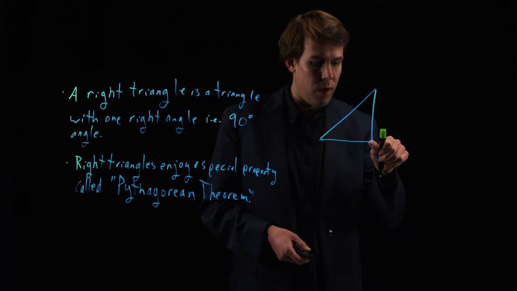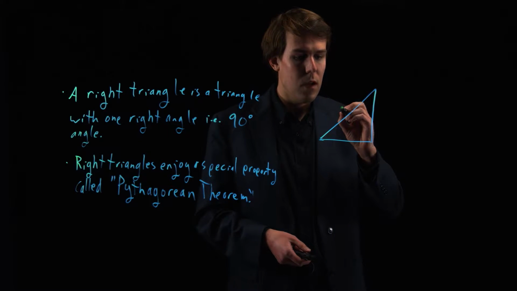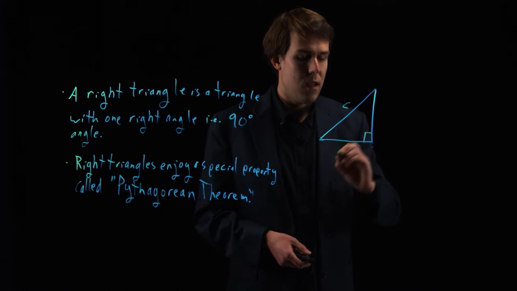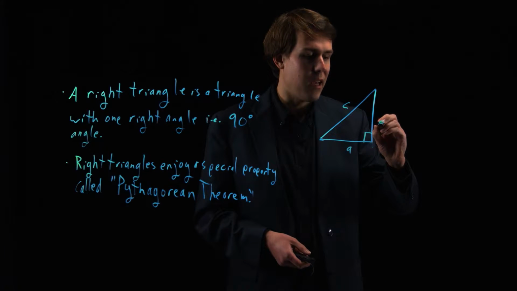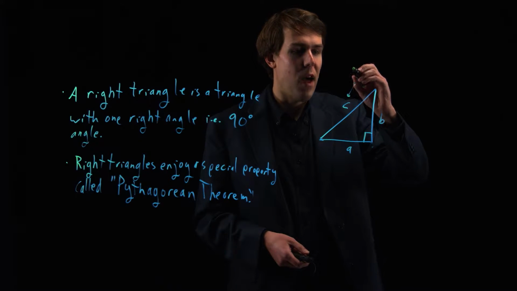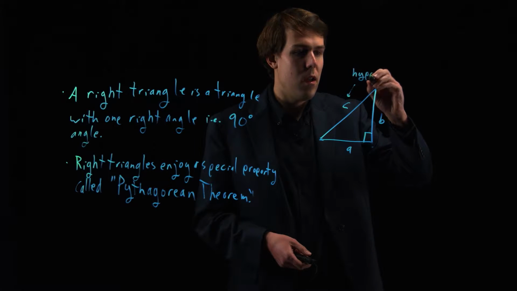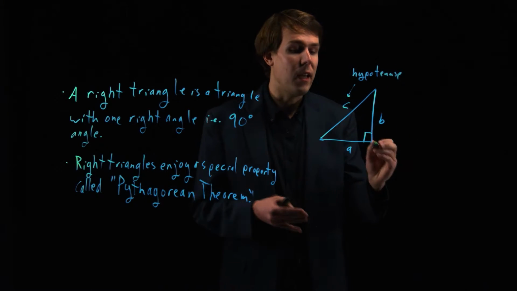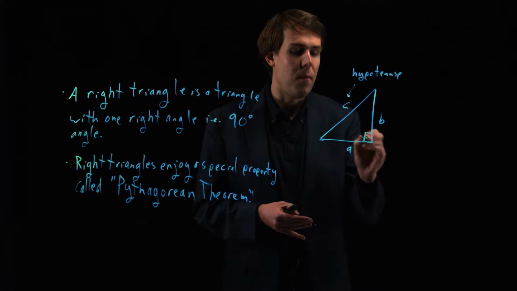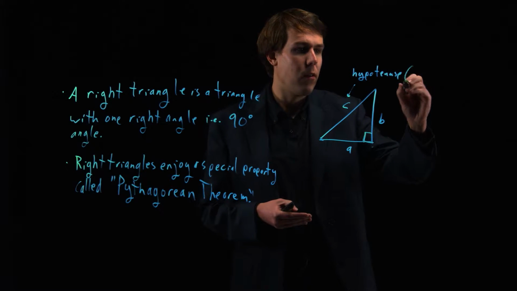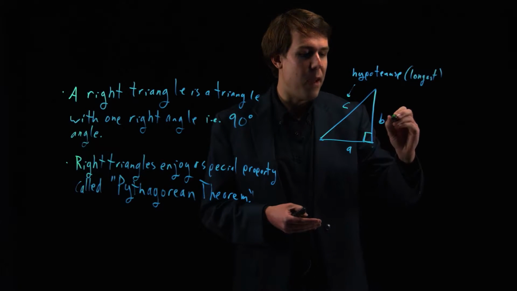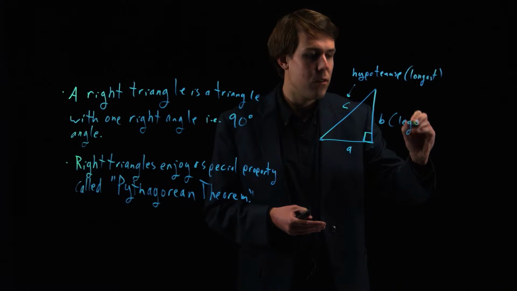Okay, so here I've drawn a right triangle. We call this length here C, this length here A, and this length B. So this side is called the hypotenuse, another nice Greek word. And it's special because it's the side that is opposite to the right angle here. It's the longest side of the right triangle. And these two, A and B, are both called legs.